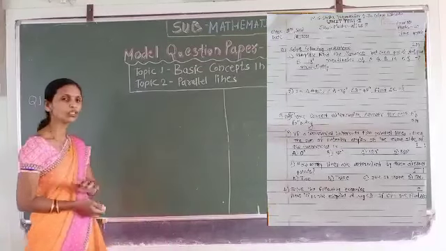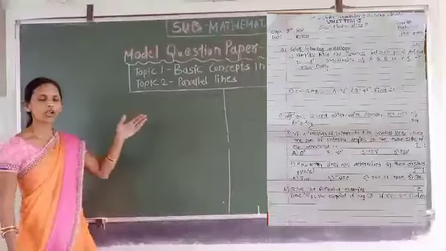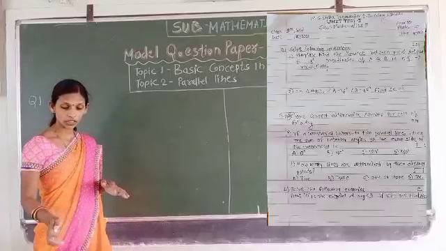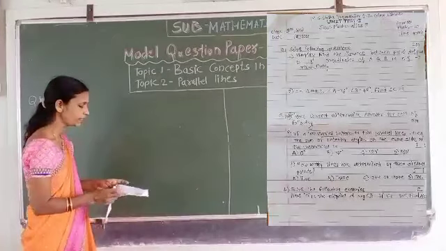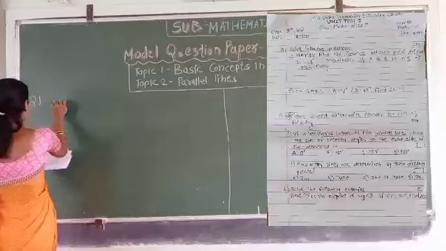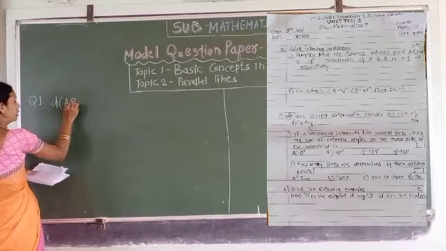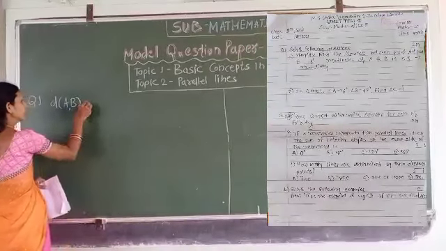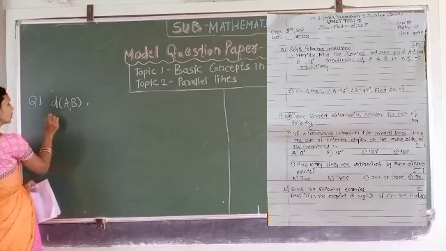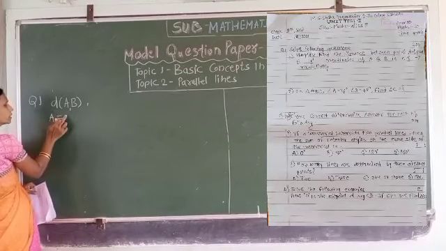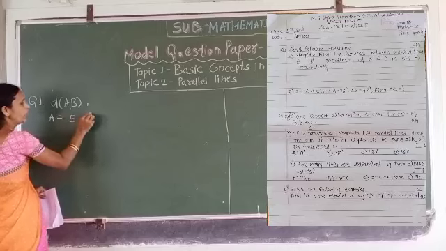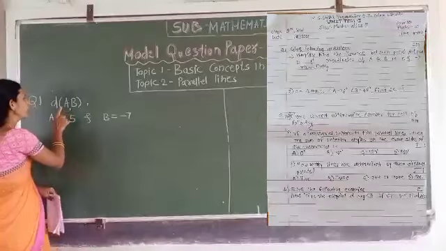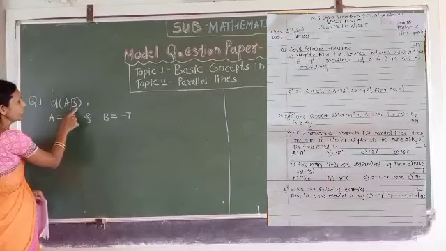Question number 1: solve the following examples given below. The first question is: find the distance between points A and B. The coordinate of A is given as 5, and the coordinate of B is given as -7. Then we have to find the distance between points A and B.